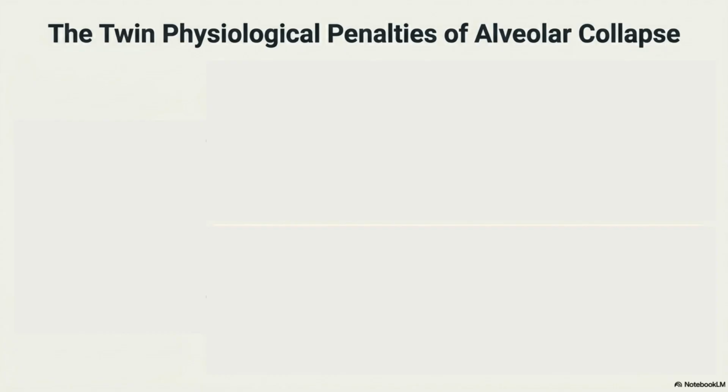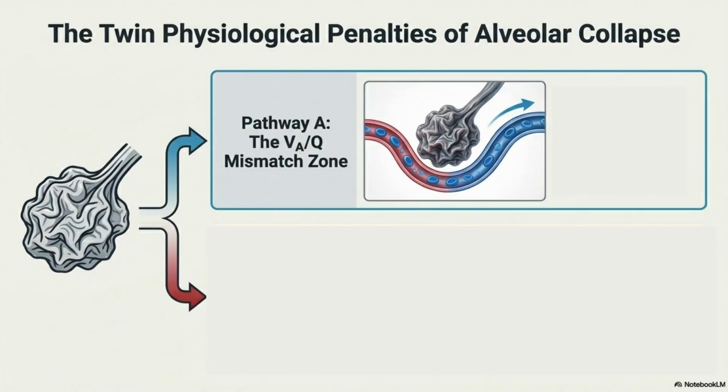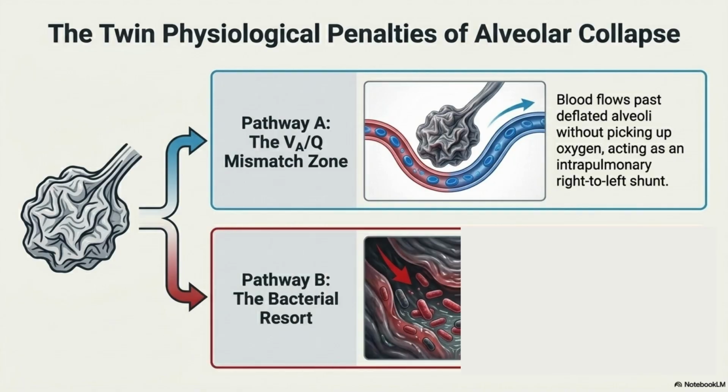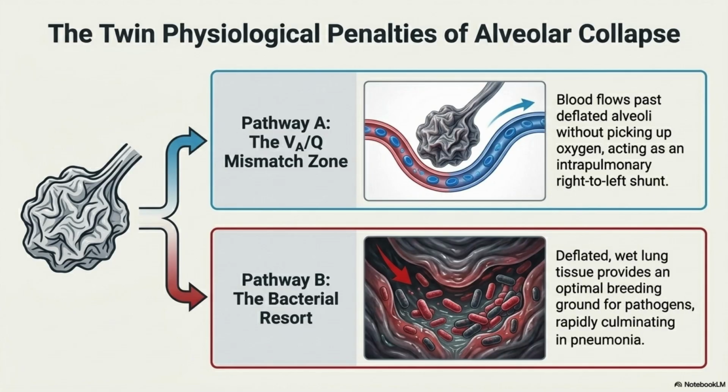When this collapse happens, we face the twin physiological penalties of alveolar collapse. Penalty 1 is pathway A, the ventilation perfusion mismatch zone. Here, blood flows past deflated alveoli without picking up oxygen, acting as an intrapulmonary right to left shunt. Penalty 2 is pathway B, the bacterial resort. Deflated wet lung tissue provides an optimal breeding ground for pathogens, rapidly culminating in pneumonia.